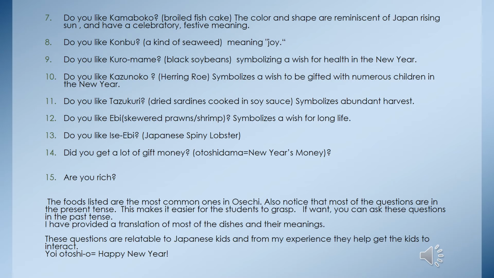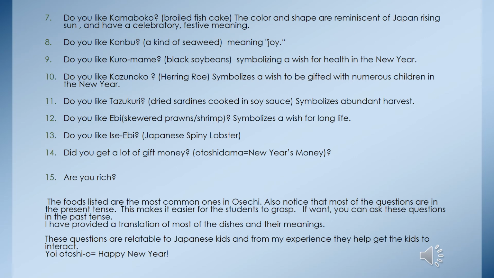10. Do you like kazunoko? 11. Do you like tazukuri? 12. Do you like ebi? 13. Do you like isebi? 14. Did you get a lot of gift money? 15. Are you rich? The foods listed are the most common ones in osechi.